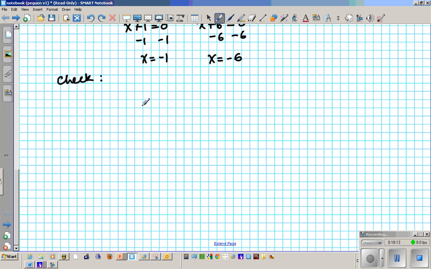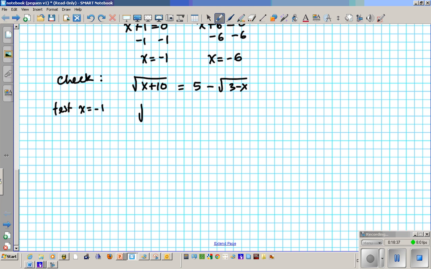The original problem is the square root of x plus 10 equals 5 minus the square root of 3 minus x. So let's test x equals negative 1.